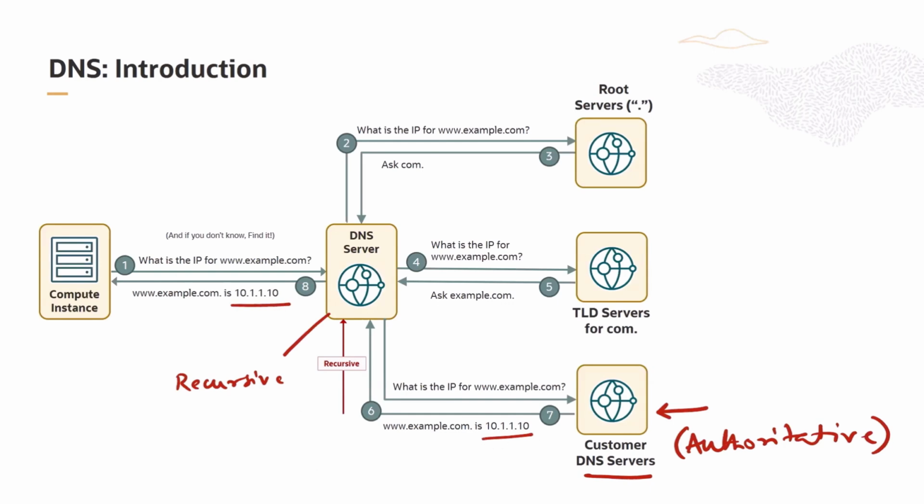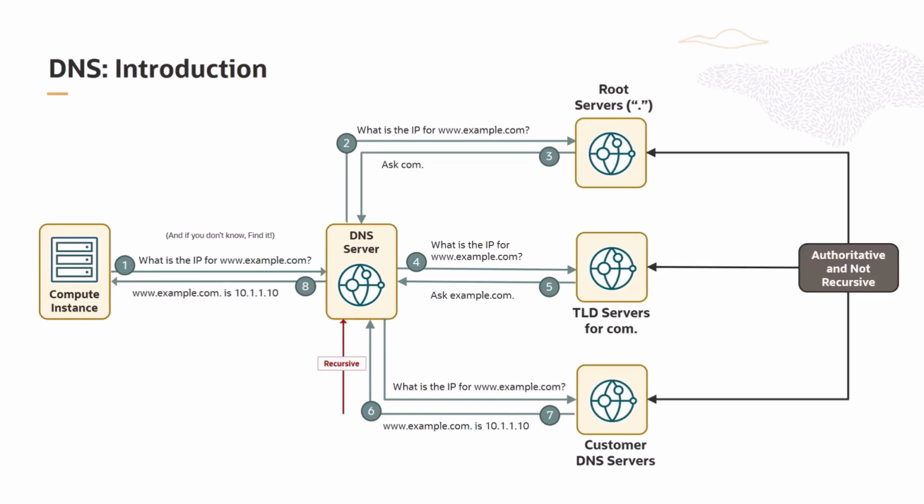So this IP address is returned, and now you will be able to see the contents of this particular website, which is www.example.com. So this is how this entire flow works. One thing to note here is that the servers that you see on the right, they are authoritative and not recursive, whereas the DNS server in the center is recursive.